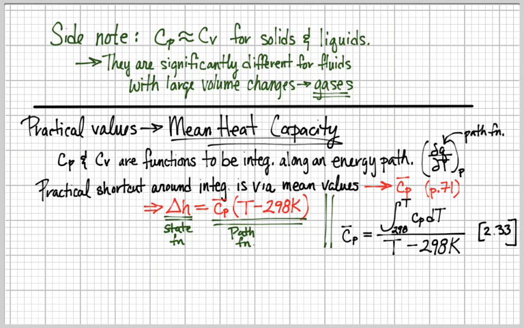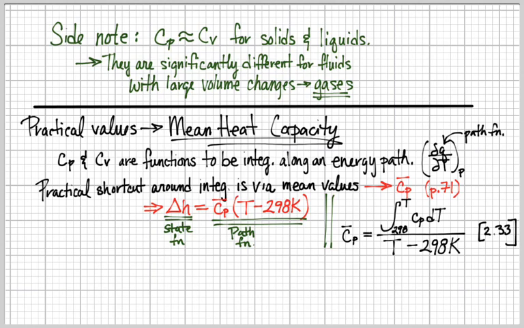If I take that equation and I rearrange to solve for the mean heat capacity, then you see in equation 2.33 the mathematical definition of how we arrive at the mean heat capacity. And again, we're doing this mean heat capacity around an area of our heat capacity function or curve that we can approximate in a kind of linear value and then have a mean value for it.